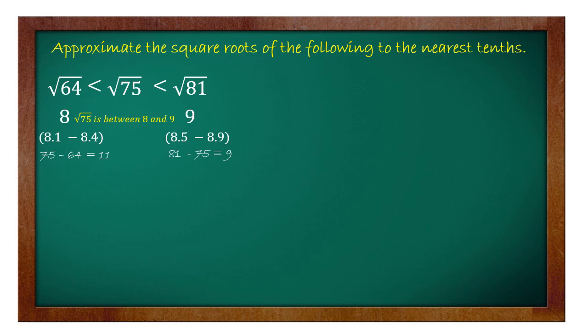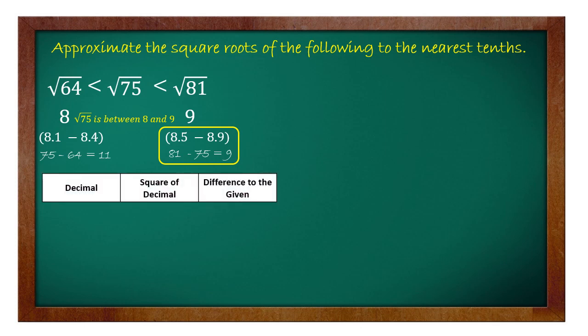So, kung sino yung pinaka mababa, so ibig sabihin, yun yung gagamitin natin kasi ibig sabihin, mas malapit siya doon. So, therefore, ang kukunin natin is yung 8.5 to 8.9. So, paano natin gagawin yan? Okay? So, yung decimal natin, that refers to 8.5, 8.6, 8.7, 8.8, and 8.9.